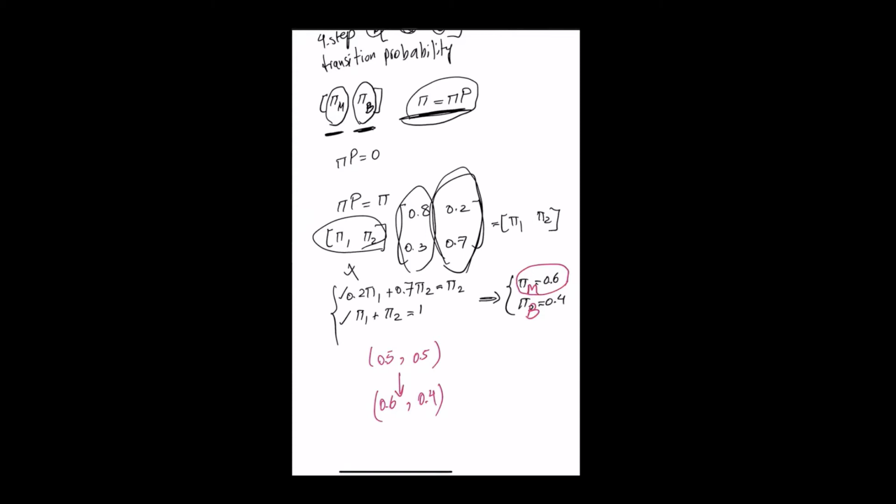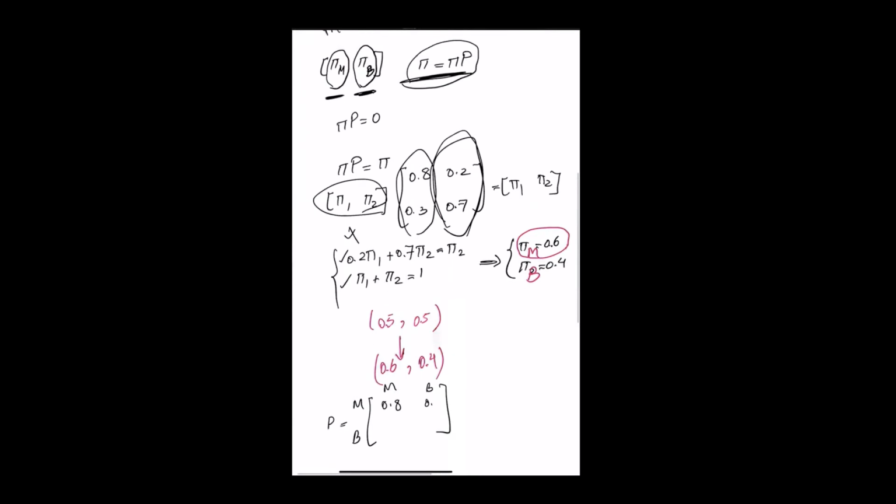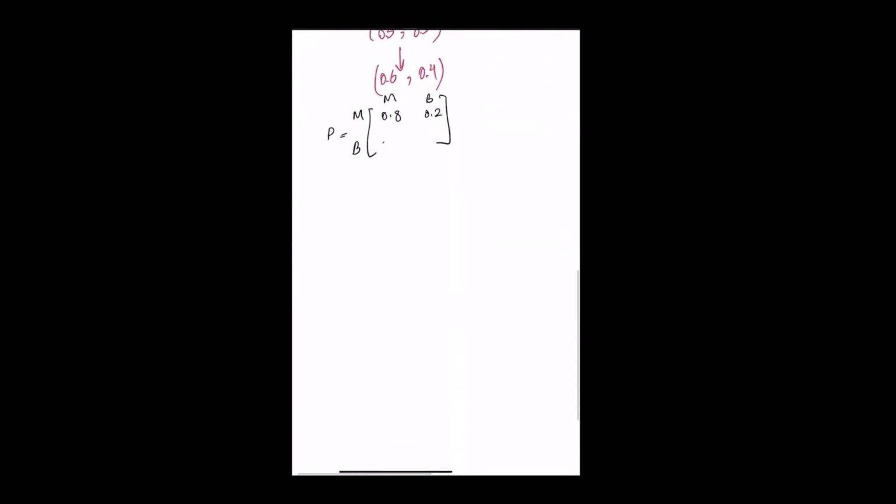Anyway, the next part asks, what is the mean first passage time from restaurant M to restaurant B? So first of all, for this 2x2 restaurant matrix, which we have, M, B, 0.8, 0.2, 0.3, 0.7, right? Did I put B on the top? No.